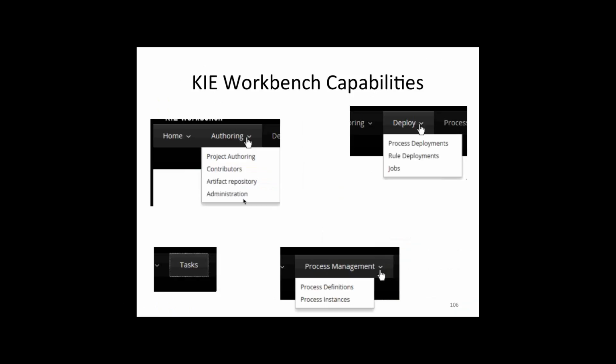Now, please understand that you have different perspectives in which you can work. One is the administration perspective, then you have the project authoring perspective. If I talk about creating an organization unit or a repository, you need to be in the administration perspective. If you have to create a project or a data artifact, or build and deploy, you have to be in the project authoring perspective. If you want to manage processes that you have deployed, you'll be using process management. If you want to work on tasks which are running, you'll be using tasks. And deploy is where you see your process deployment, your rule deployment, and the jobs which are running. So these are different capabilities which we can invoke.